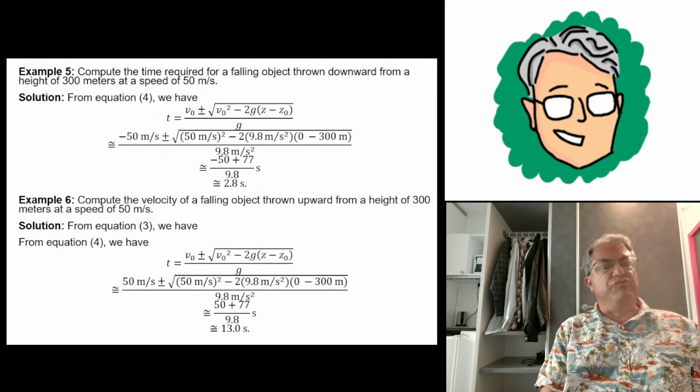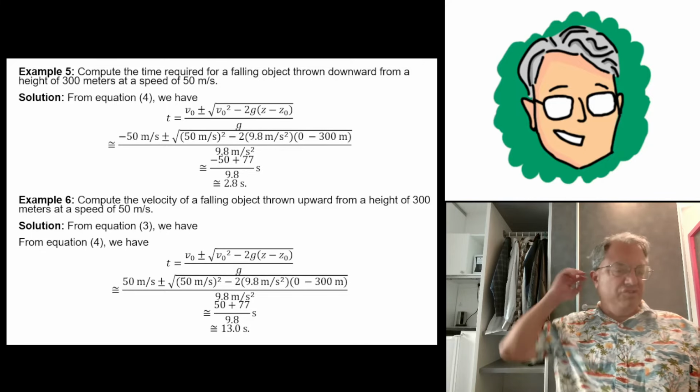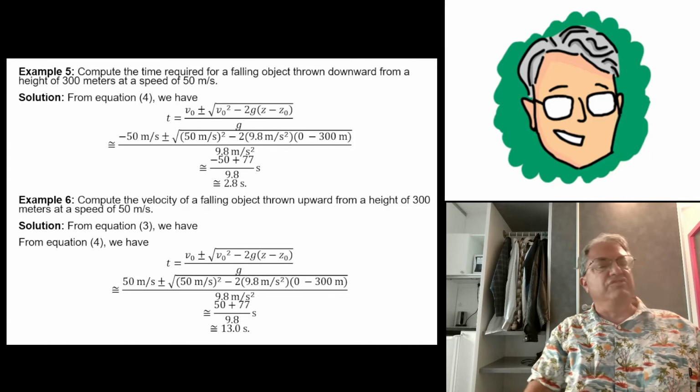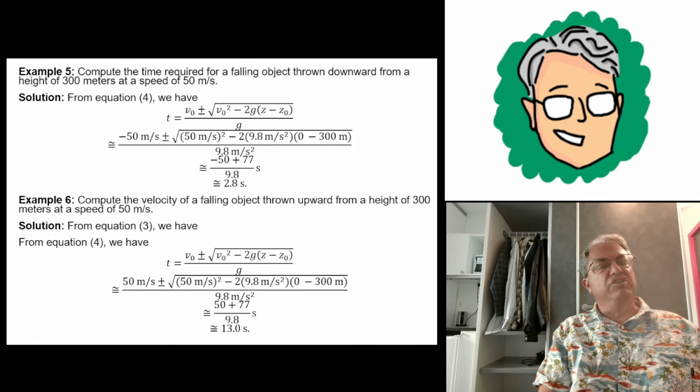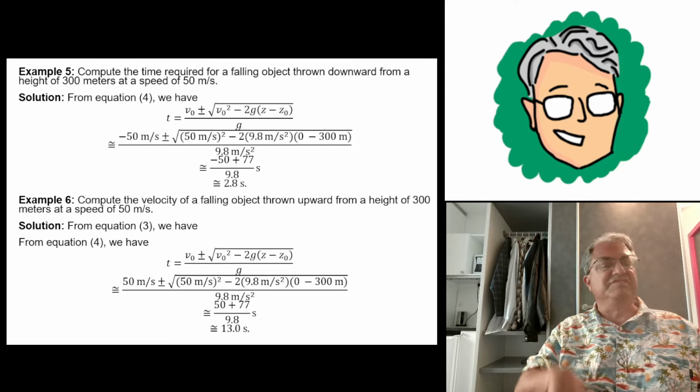Now, what if you throw it down and throw it up? Those are the last two examples I'm going to do. Here, the formula is a little more complicated, but you just plug in the numbers, and you have this ambiguity about the sign in front of the square root. But you can just use common sense here. It turns out for both of these examples, you would get a negative value of t if you plugged in the minus sign in front of the square root. So we have to use the plus sign.